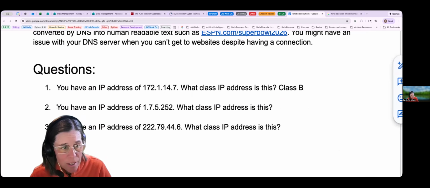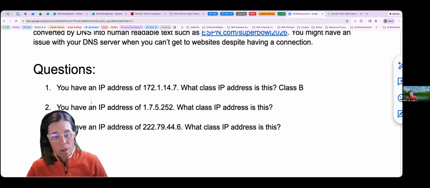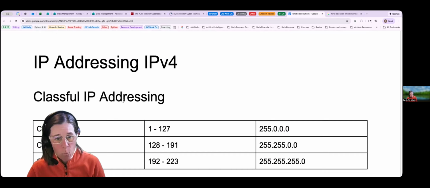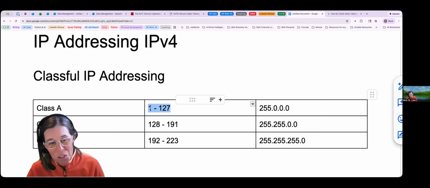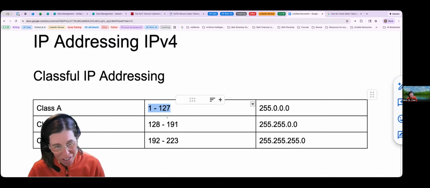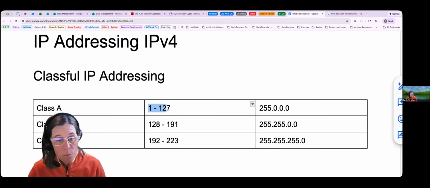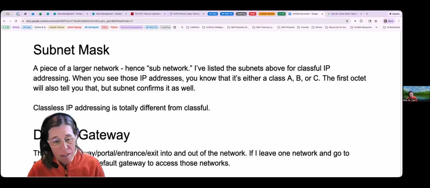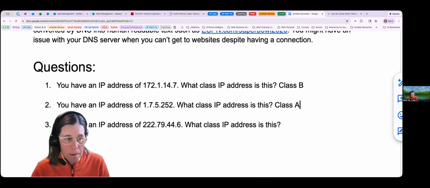Now let's do that same thing here for number 2. You have an IP address of 1.7.5.252. Go back to my chart, which I will have memorized for the exam. Is 1 equal to or greater than 1? The answer is yes. Is 1 less than 127? Yes. Is 1 greater than 128 or equal to? It is not. So it is probably a class A. In fact, that is the answer. I will go down here and type that.